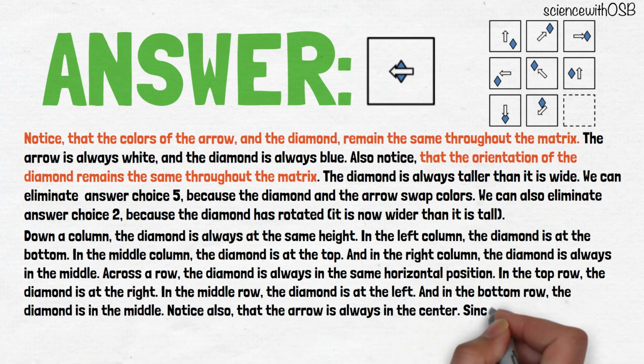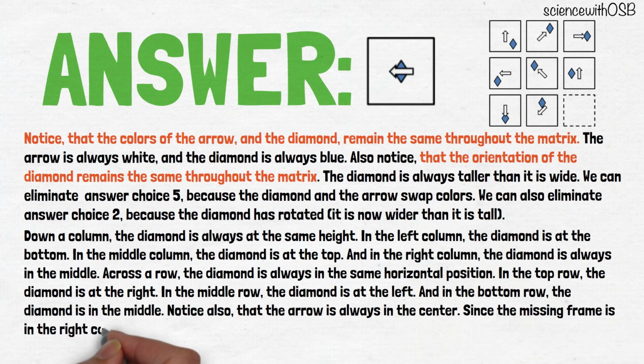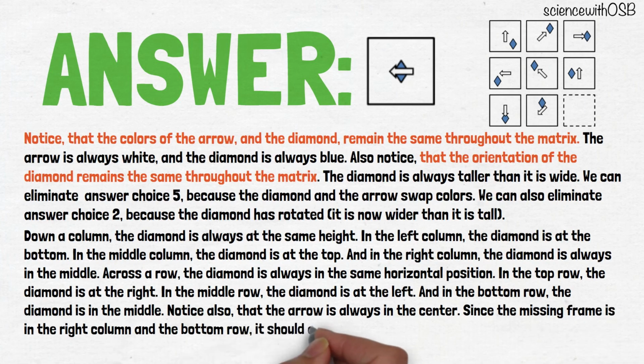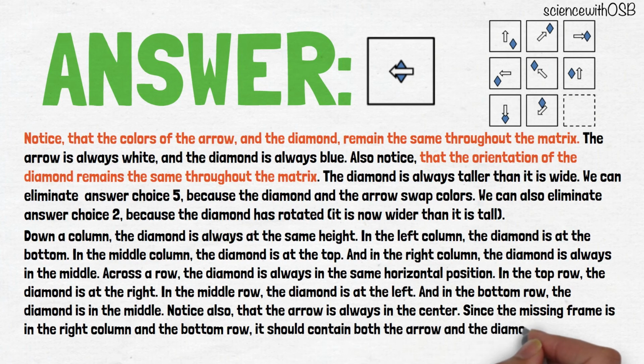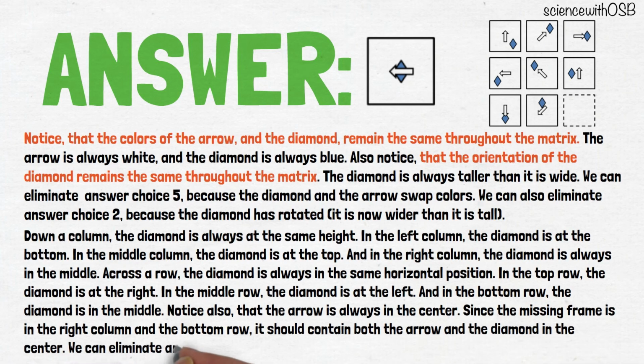Notice also that the arrow is always in the center. Since the missing frame is in the right column and the bottom row, it should contain both the arrow and the diamond in the center. We can eliminate answer choice 4 because they are not in the center. Hence, the correct answer is option 3.